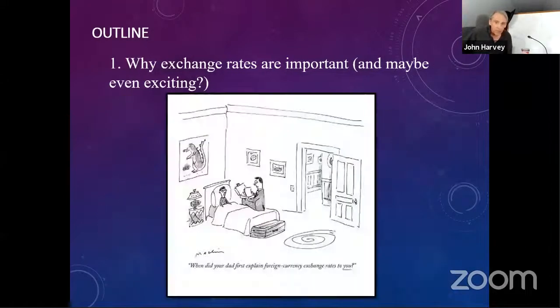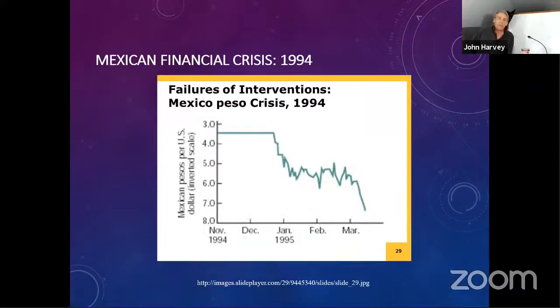So here we go. Number 1, why exchange rates are important, and how on earth I found this cartoon, I have no idea, or what inspired someone to make this cartoon, I don't know, but it was perfect for me. So why they're important. Okay, the Mexican financial crisis. There is the value of the peso from the end of December 94 through March, and it absolutely collapsed. Notice my wife pointed this out, but the vertical axis, because the more pesos per dollar, the cheaper the peso is. But an absolute total collapse of the peso took place at the end of 94.